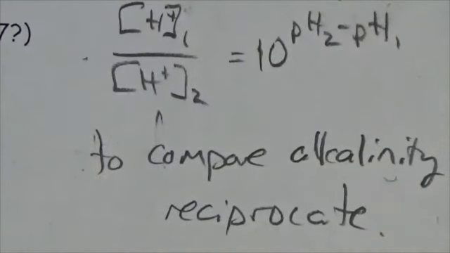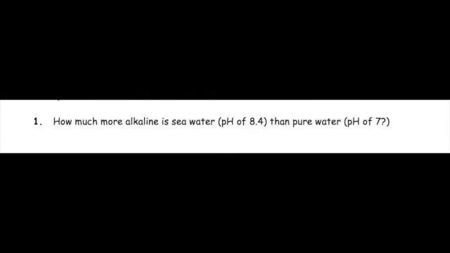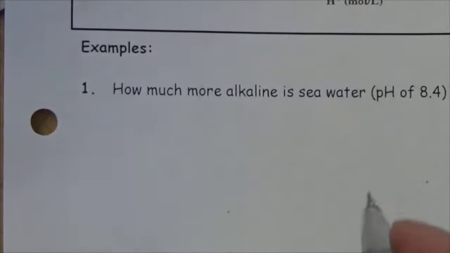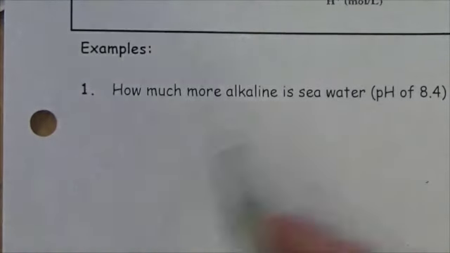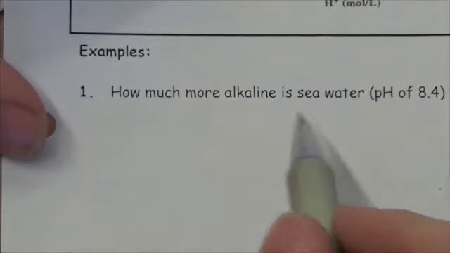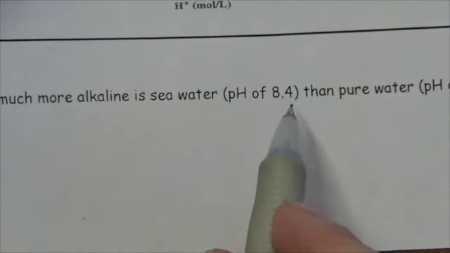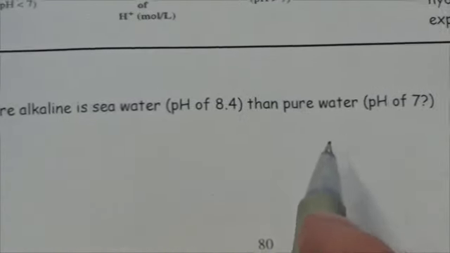Okay, now we'll take a look at a couple equations here where we do that. How much more alkaline is seawater with a pH of 8.4 than pure water with a pH of 7? Okay, so here we go. And here's a perfect example of what I was just talking about here. How much more alkaline is seawater at a pH of 8.4 than pure water at a pH of 7?